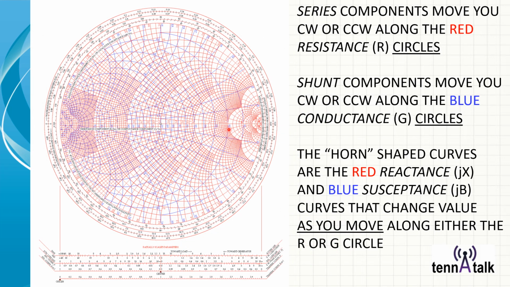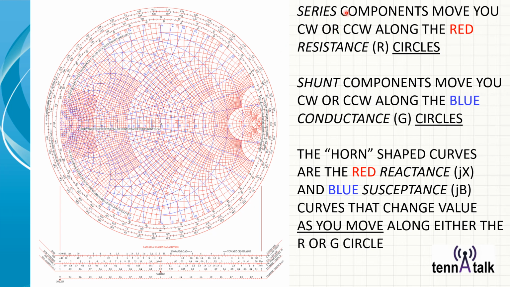So again, this is the Smith chart, and if you look carefully, you'll see the red circles, the constant resistance circles in red. If you look closely, you see constant conductance circles in blue, all right? And then if you look closely, you see the red horn-shaped reactance curves and the blue horn-shaped susceptance curves, positive and negative, going down. And here are some of the rules on how we navigate.